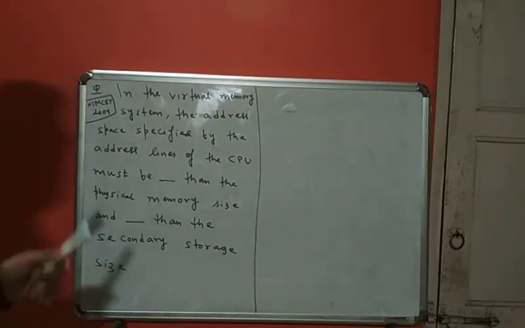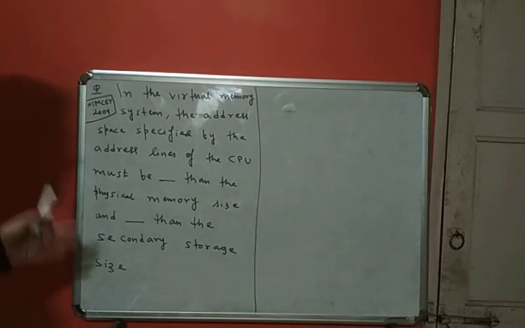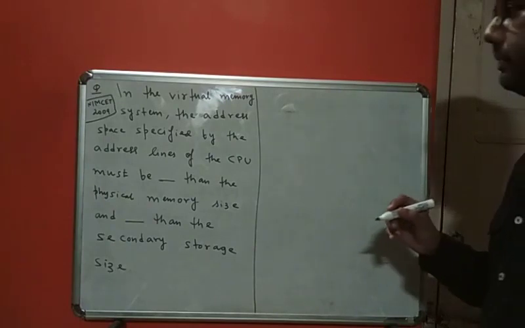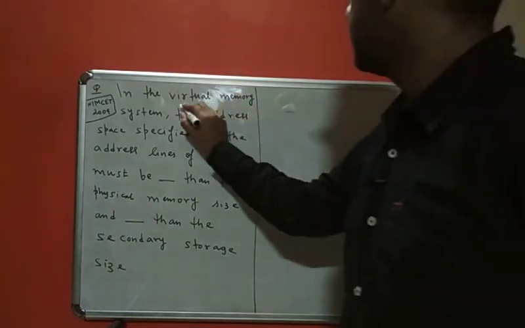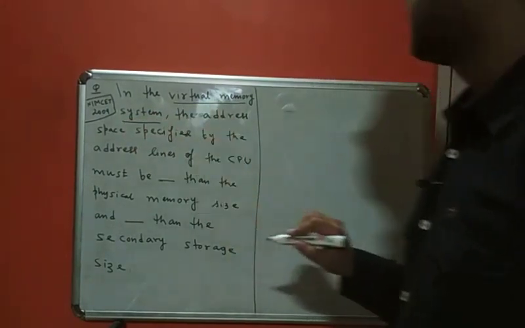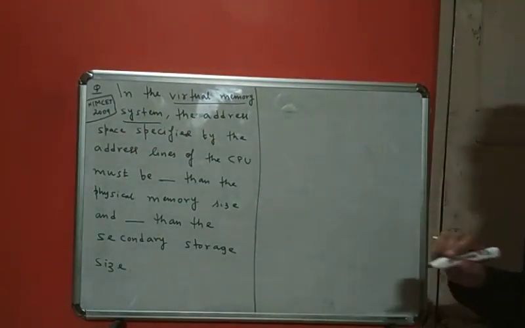If you want, you can pause the video for a second and read the question by yourself. I'll directly go to the explanation part. Now, in order to solve this question, we need to understand a few terms first. The first term is virtual memory system. So what is the virtual memory system?